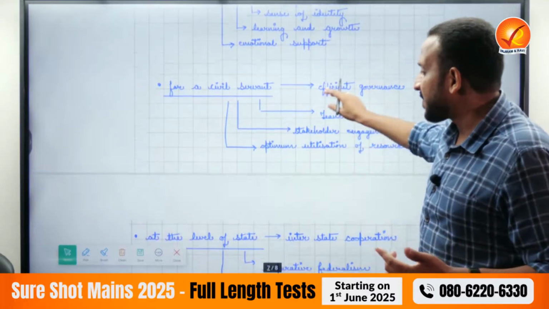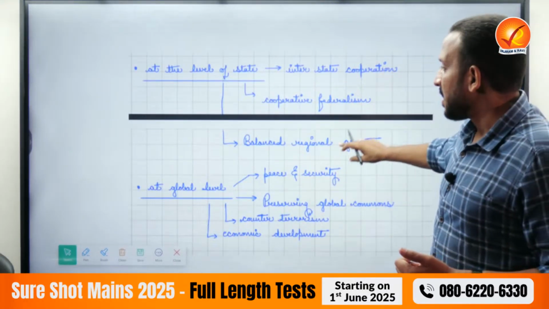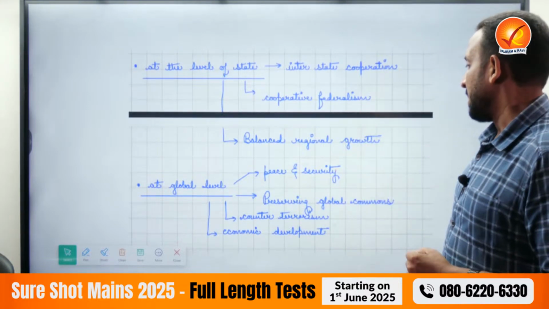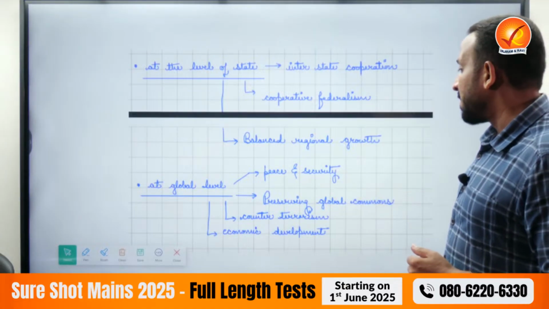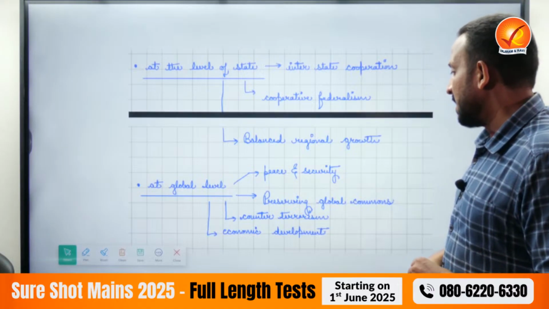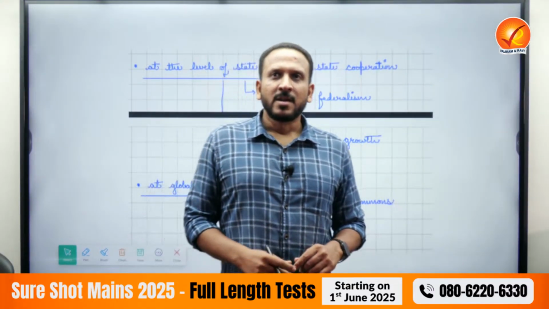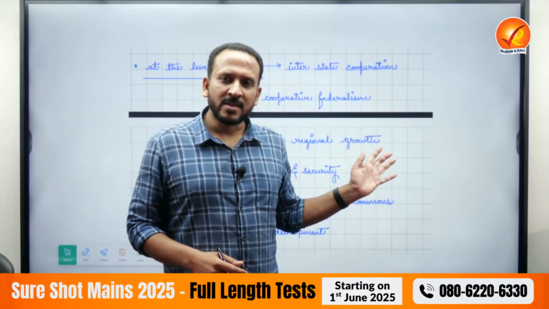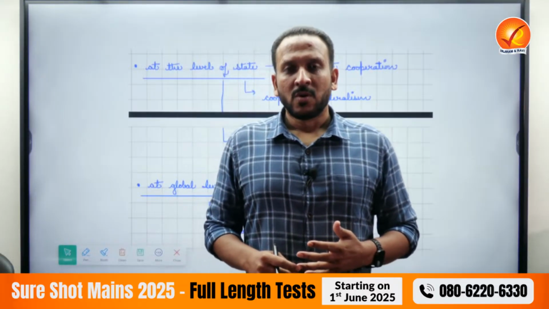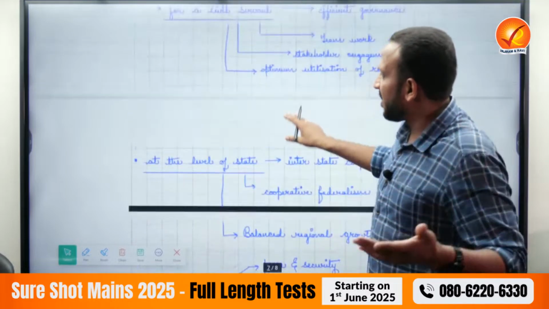At state level, we have seen interstate cooperation, cooperative federalism, balanced regional growth. At global level, peace and security, preserving global commons, right? Economic development, right? To counter terrorism. Do we have any dearth of points? If we start thinking about it, the answer is no. भाई कितना आंसर लिखोगे 10 मार्कर क्वेश्चन में? This is way more than enough.